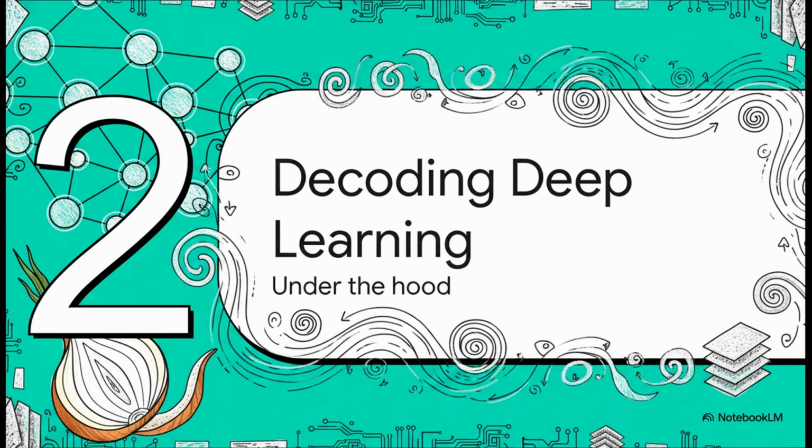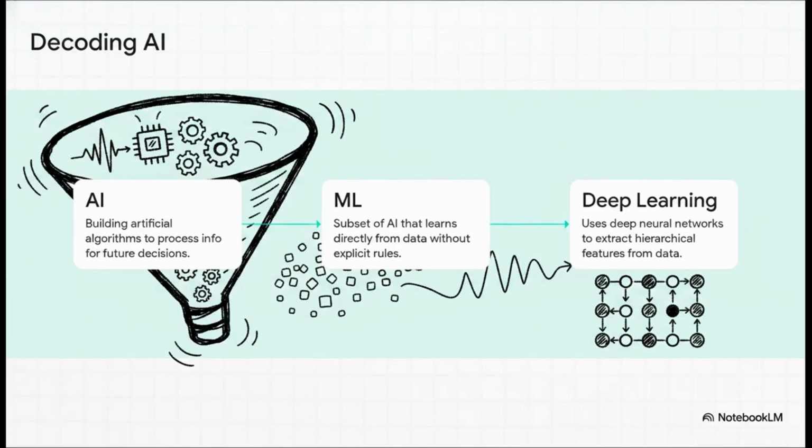All right, let's move on to Section 2, decoding deep learning. So how on earth is this actually happening? Let's peel the onion back a bit and decode the terminology, kind of like a funnel. Step 1 at the very top is artificial intelligence. At its core, that just means building algorithms to process information to inform future decisions. Step 2, we narrow down to machine learning. This is a subset of AI where, instead of explicitly programming a computer with all the rules, it actually learns those rules from data. And step 3, at the very bottom of our funnel, is deep learning. This is a highly specific subset of machine learning that utilizes deep neural networks to extract features directly from raw data in a hierarchical way.